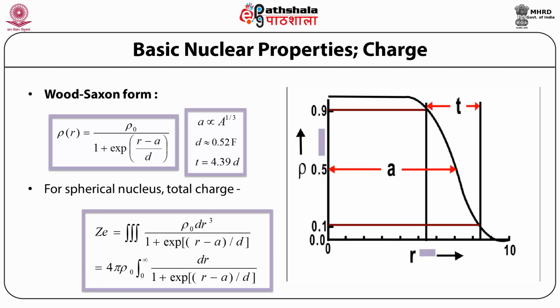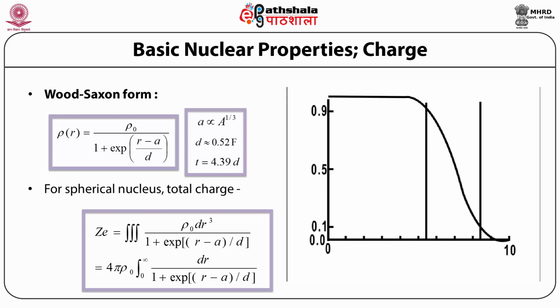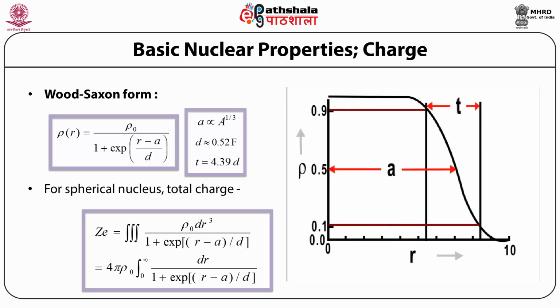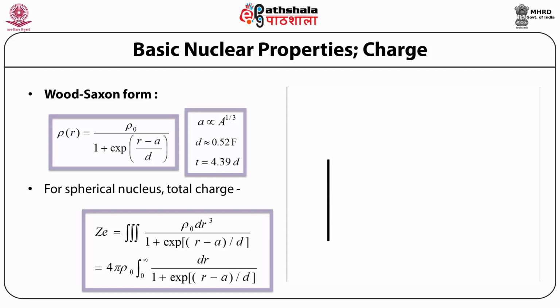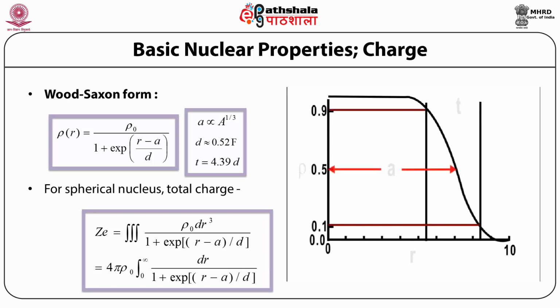that is equal to a triple integral, because the nucleus is spherical in nature. So we have to consider the volume integral, and the basic expression is the total charge is equal to integral rho(r) dV, where dV is the small element of volume. So we perform the volume integral, and the expression we get is 4 pi rho 0 integral 0 to infinity r squared dr over 1 plus exponential (r minus a) over d.